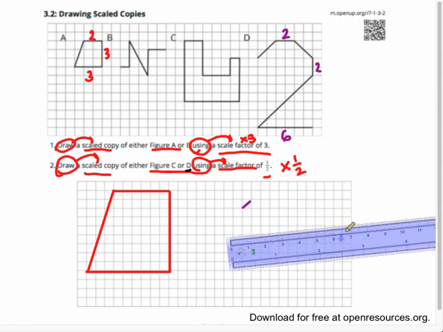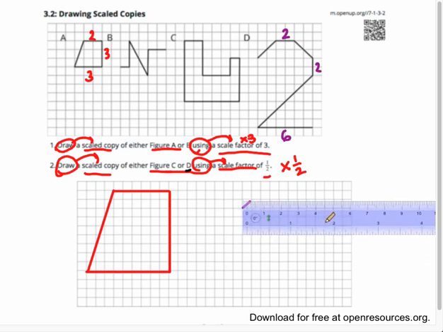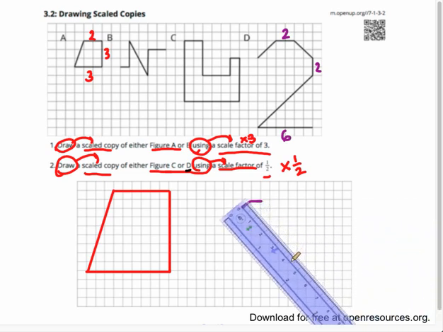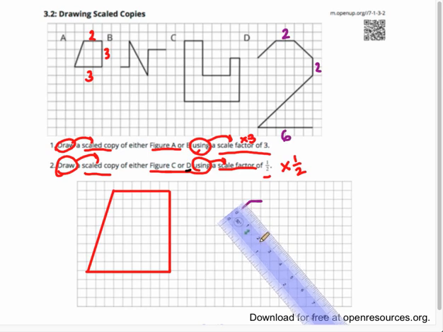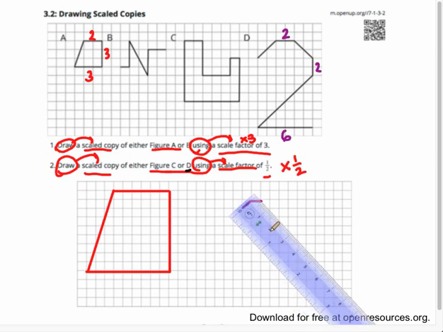And then half of 2 we said was 1, so this is going to go across for 1 unit, 1 unit according to the grid lines. Then this is going to go down for 1 unit and across for 1 unit. There we go. And then this is going to go down for 1 unit.